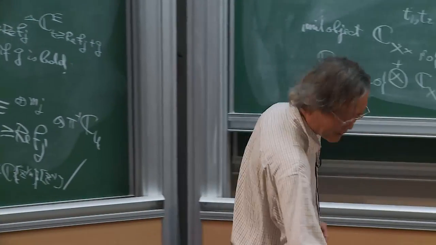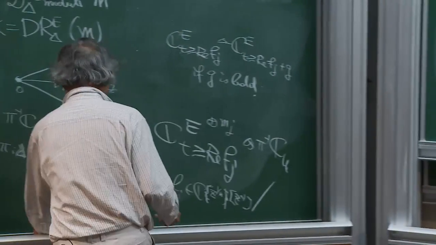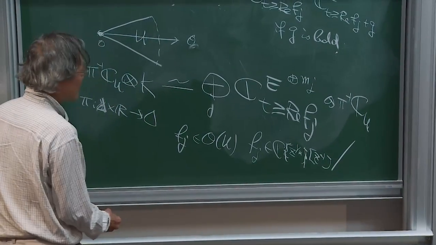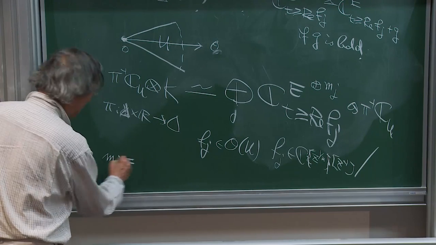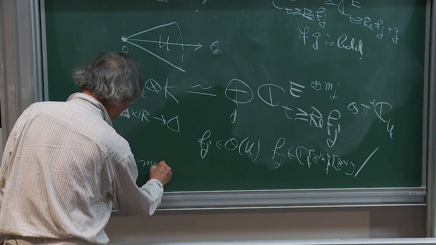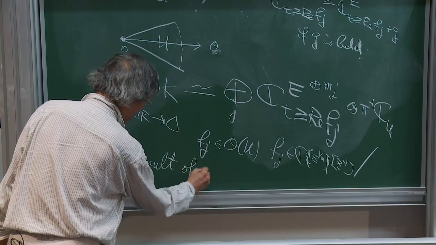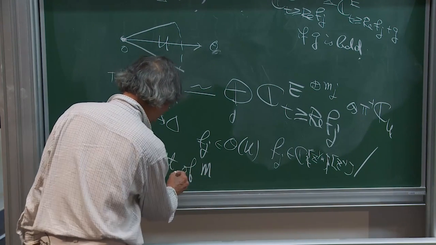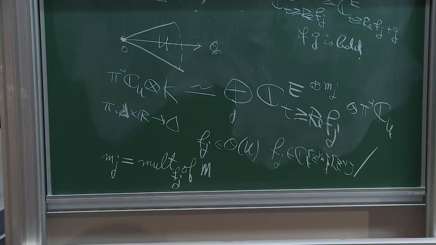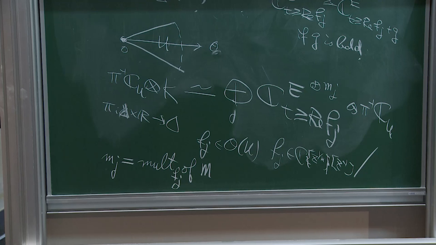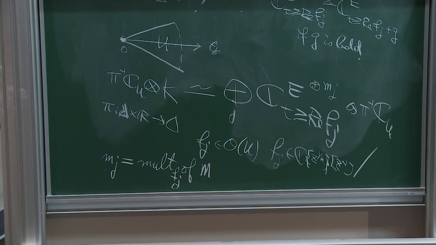yeah. So we say, I think Maxim said something, but I can't remember. So we write Mj is a multiplicity of M with respect to Fj. Okay. So that is well defined. So now I can state the theorem due to Taklo.